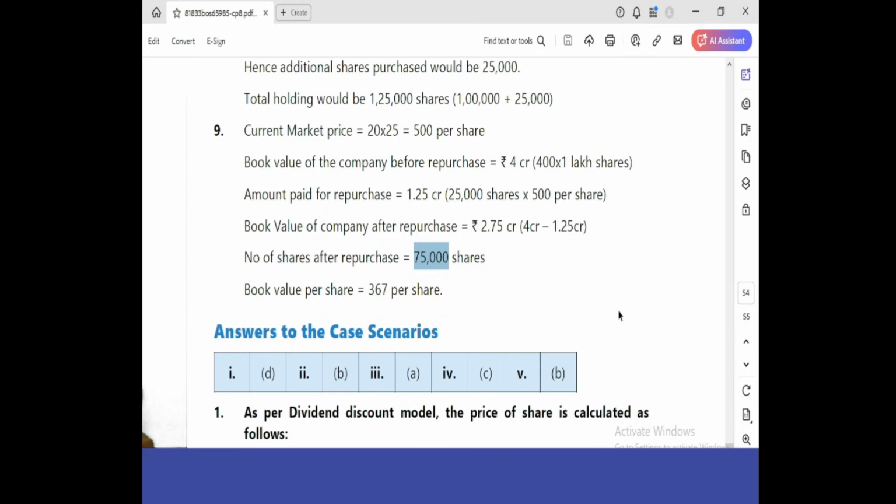You will get the book value per share, or I can say the net asset value per share, post share buyback. It's going to be rupees 2 crore 75 lakh upon 75,000 shares. It is rupees 366 point something, or say approx 367 per share. Is that fine? Yes, sir.